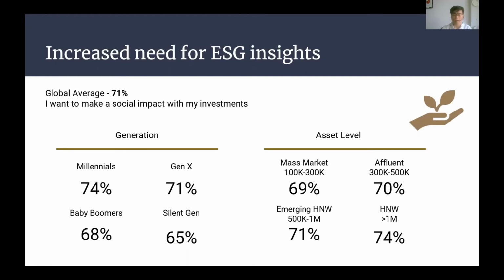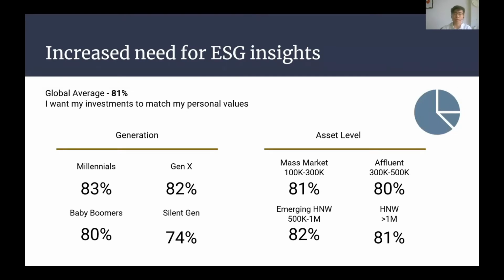Focusing next on asset level, we can see that as investors move higher on the wealth spectrum, their focus on generating positive social impact with their investments increases. This ranges between a low of 69% for those classified as mass market to 74% for high net worth individuals. Encouraging signs as both the younger generation and wealthier individuals care more about using their wealth for greater social purposes.